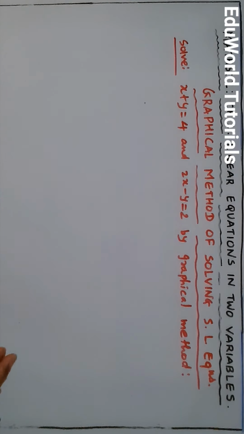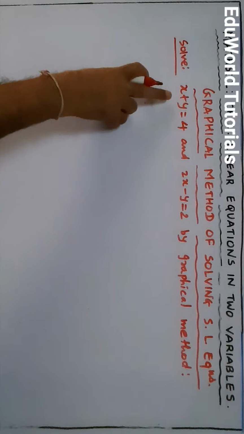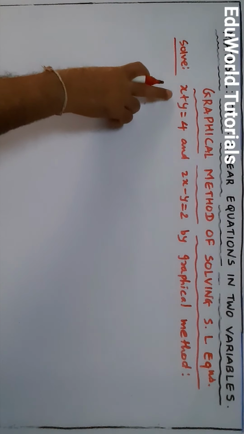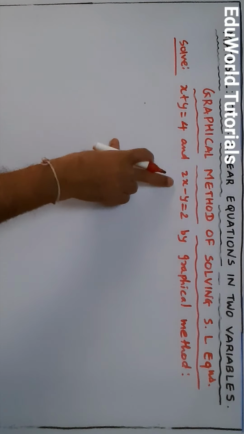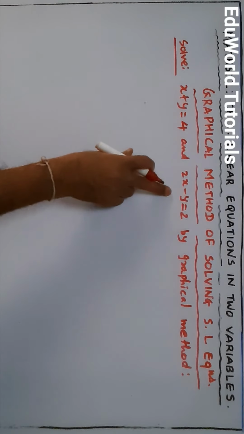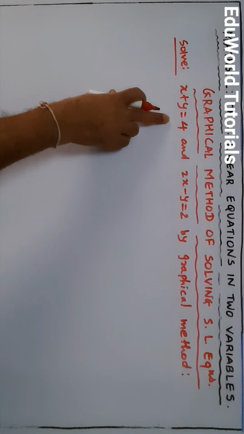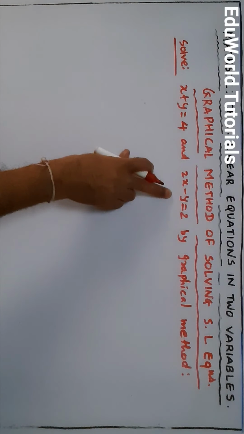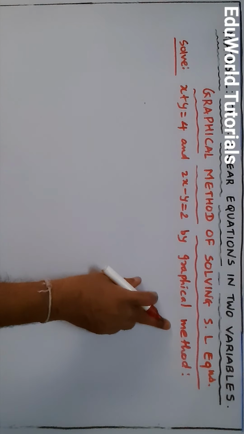Now on the 7th page of your textbook, you see a solved example. It says solve x plus y equal to 4 and 2x minus y equal to 2 by graphical method. So now these are two equations given together. That is why we would call this a system of simultaneous linear equations. We are using the graphical method to solve this.